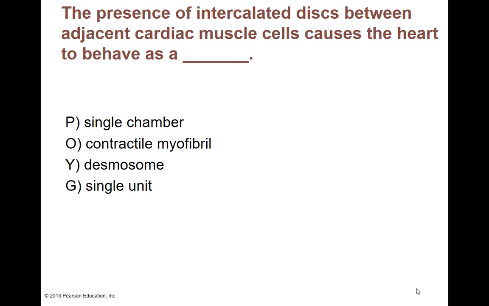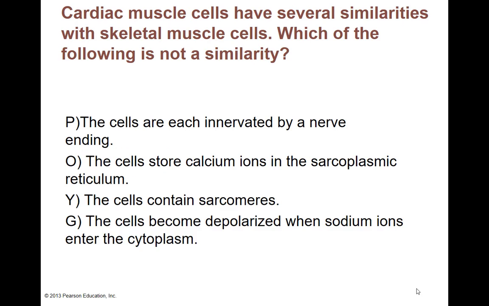The presence of intercalated discs between adjacent cardiac muscle cells causes the heart to behave as a single unit. I'll tell you the answer. I was going to say, I have to move this because we haven't talked about this yet. It's pink because we haven't talked about the difference between cardiac and skeletal all that much yet. That's another slide coming up. Yes, they're not each controlled by a nerve ending.